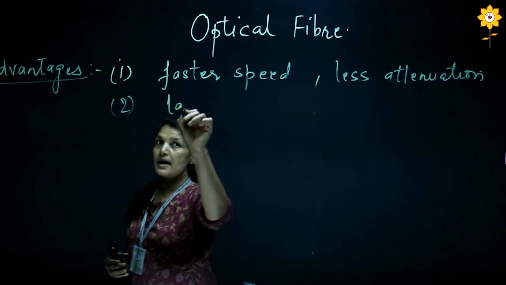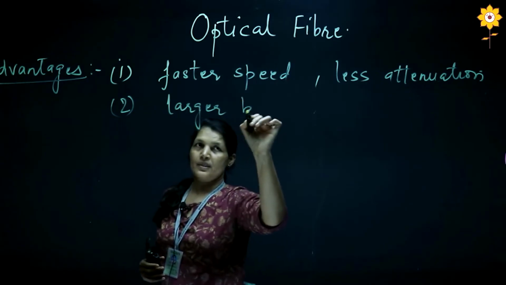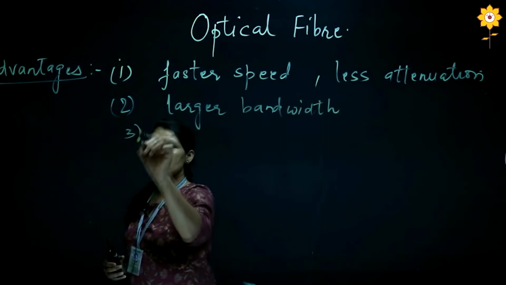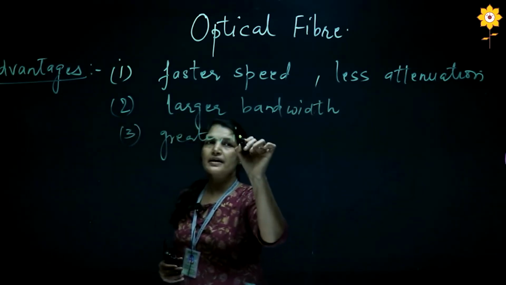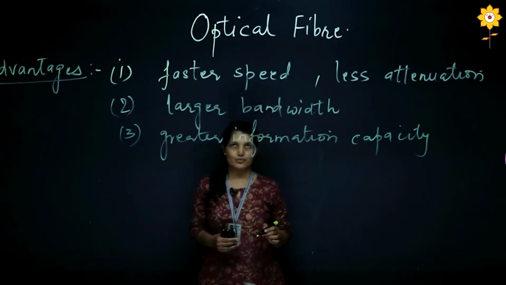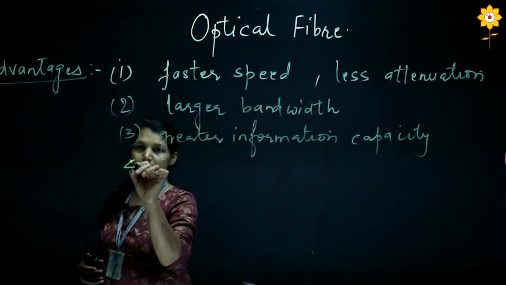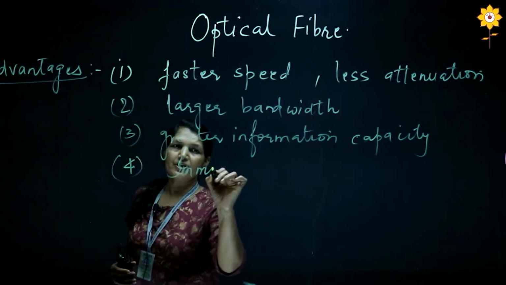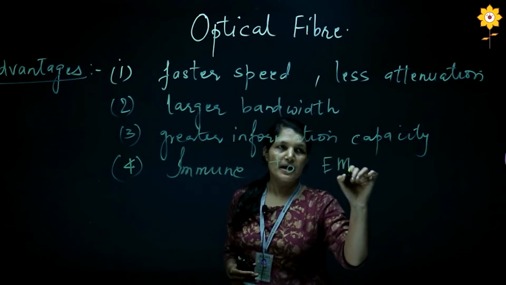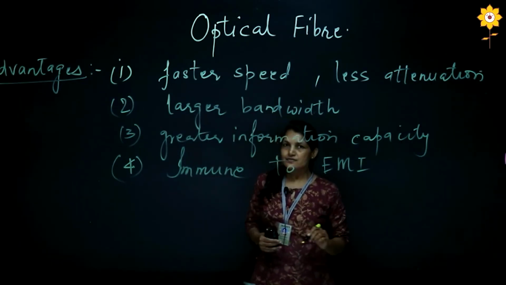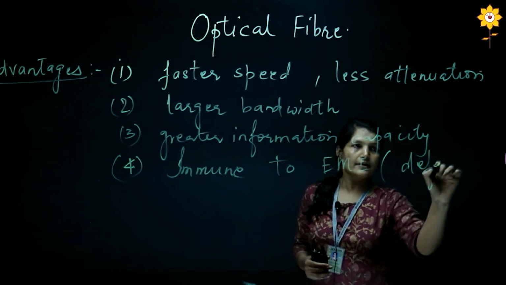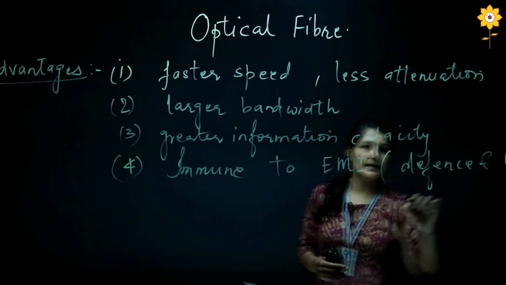The second point is that it offers larger bandwidth. And what is the importance of a larger bandwidth? It has a greater information carrying capacity. One of the most important advantages of an optical fiber over the metallic cable is its immunity to electromagnetic interference. Because of this property, optical fibers are used in the defense and banking sectors.